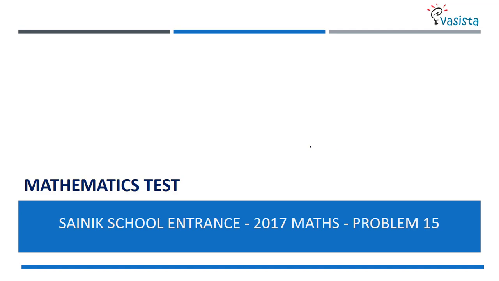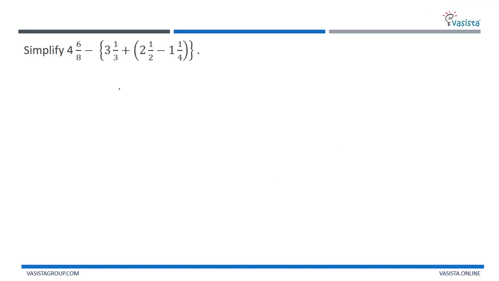Fine, now let us start solving problem number 15. We have to simplify the given expression, right? You know the BODMAS rule, right? BODMAS means: brackets, of, division, multiplication, then addition and subtraction.